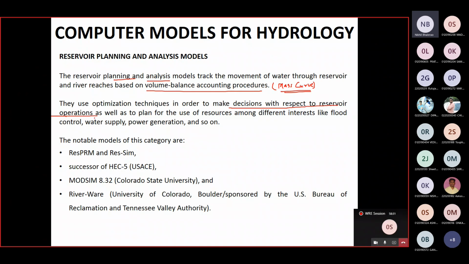In a similar manner, we can also have some dynamic programming problems, which are part of your reservoir planning and analysis models. What you are solving as numericals in systems engineering or water resources systems, which is nothing but a part of linear programming or dynamic programming, is actually utilized in the software models. You are solving the numerical here manually, but this is a restricted way.